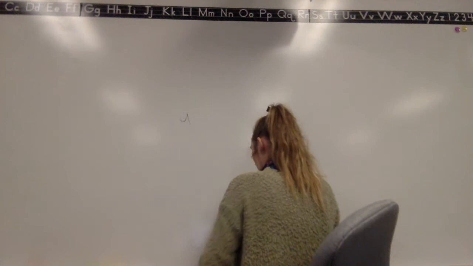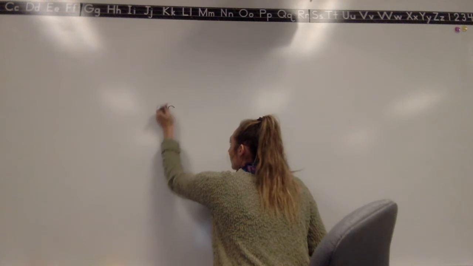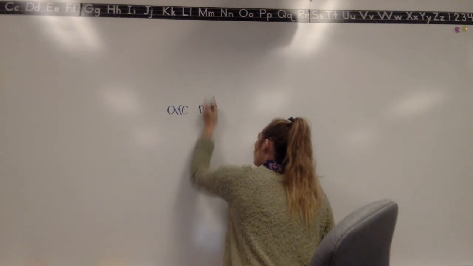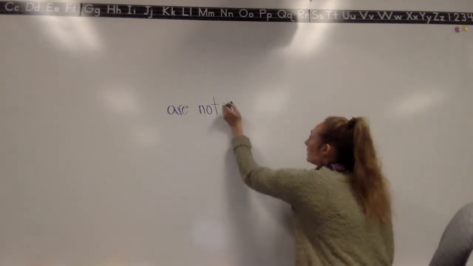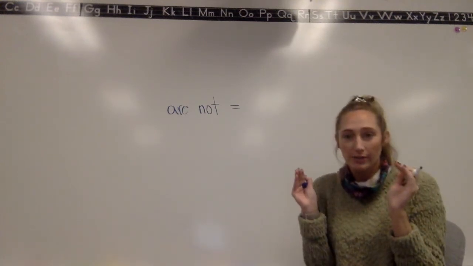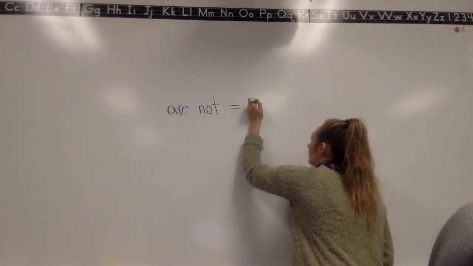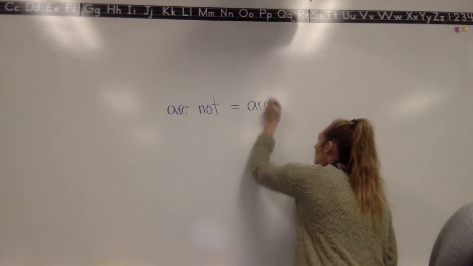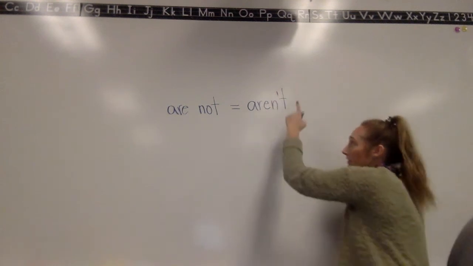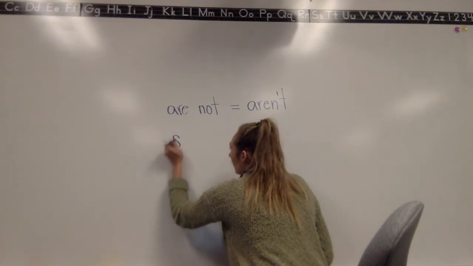Oh, I need a different marker. So the two words are not. Okay. These two words make the contraction aren't. So are not is aren't. And it is spelled A-R-E-N apostrophe T.